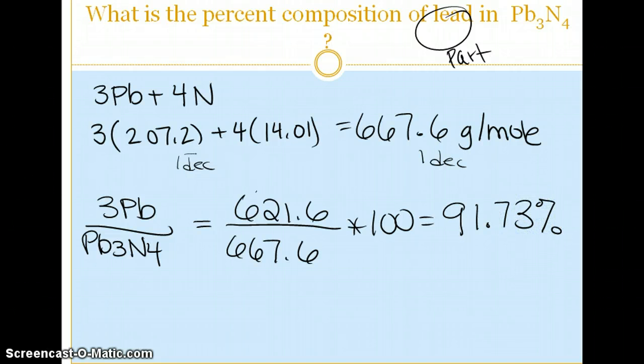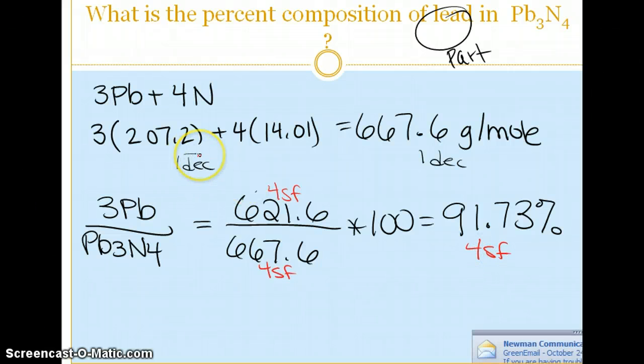91.73%. Remember that when you're doing multiplication and division, you're looking at sig figs. So I've got 4 sig figs and 4 sig figs, so my final answer has 4. That's different than above when we were adding. We were looking at decimals up here. Down here, we're going to be looking at sig figs.